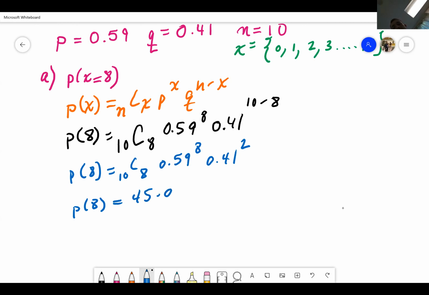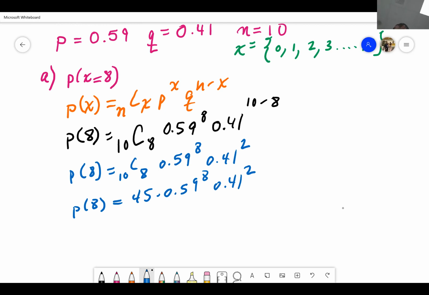45 times 0.59 to the 8 times 0.41 squared. Well, just the 10C8, the combination. That's what I want you to see if you can get. If you don't know how to get that, then you can't do the question. So you put in the numbers? First 10. Prob. Click the C, equals. And 8. Now press equals. There. What was the number?